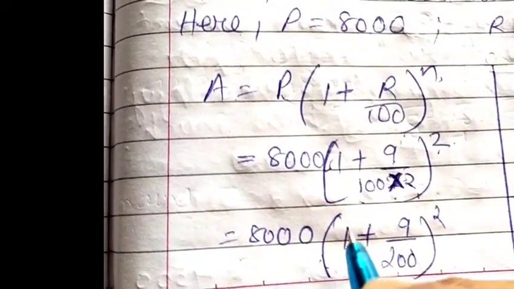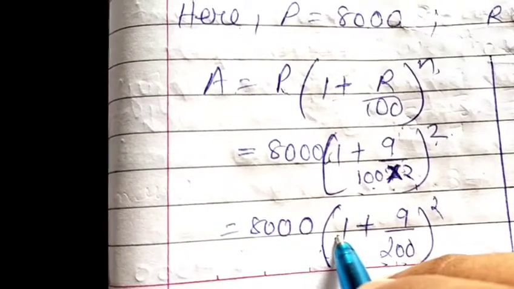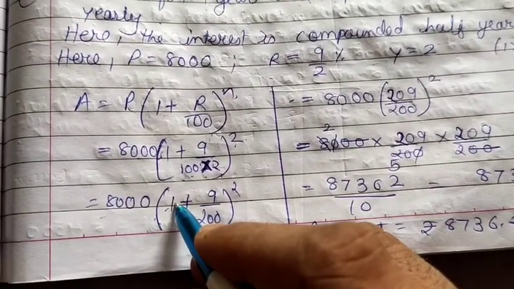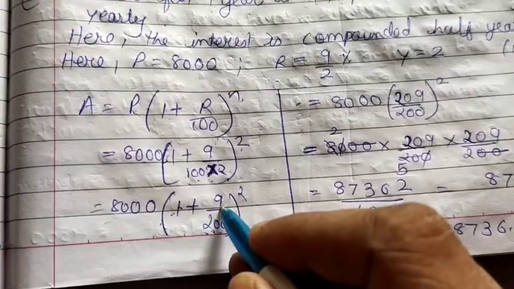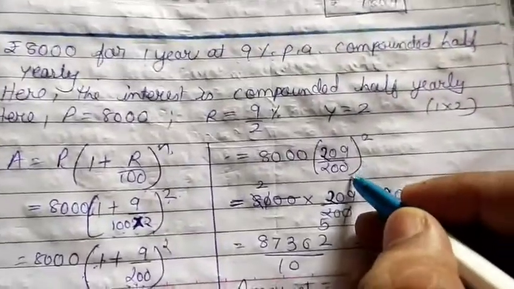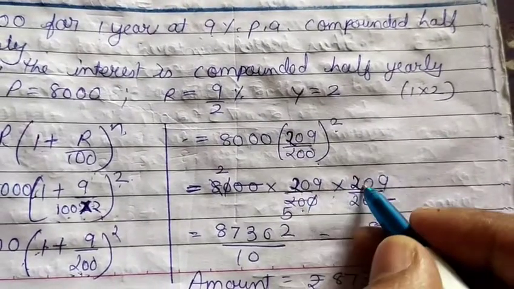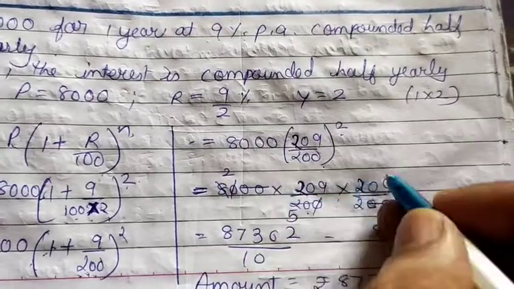Now 8,000 in bracket 100, 2s are 200, 200 ones are 200. Now 200 into 1, 200 plus 1 plus 9, so it will become 209 by 200 to the whole square. That is 209 into 209 upon 200, 200. Do cancellation.